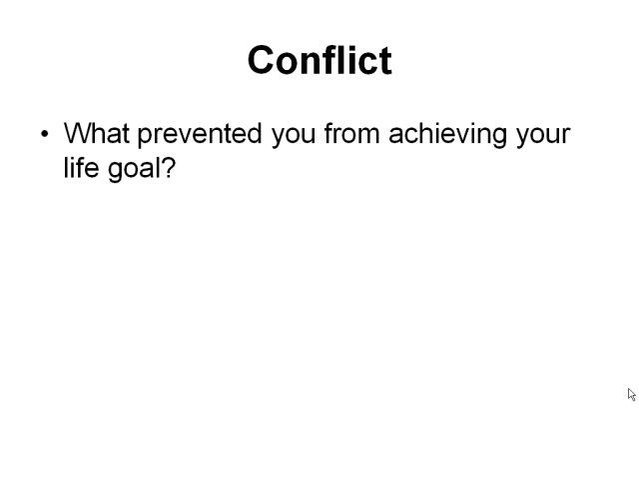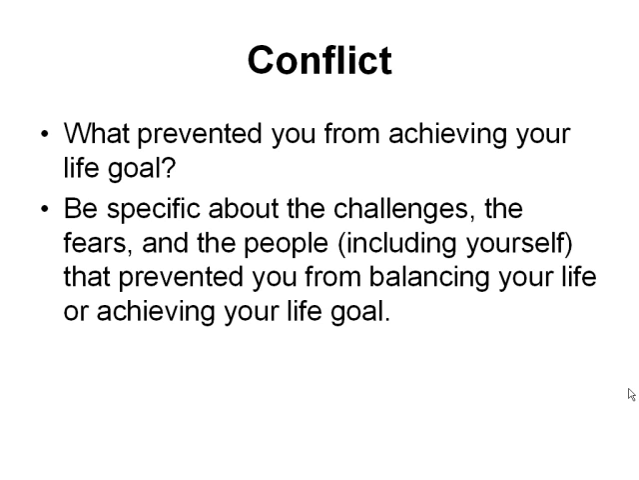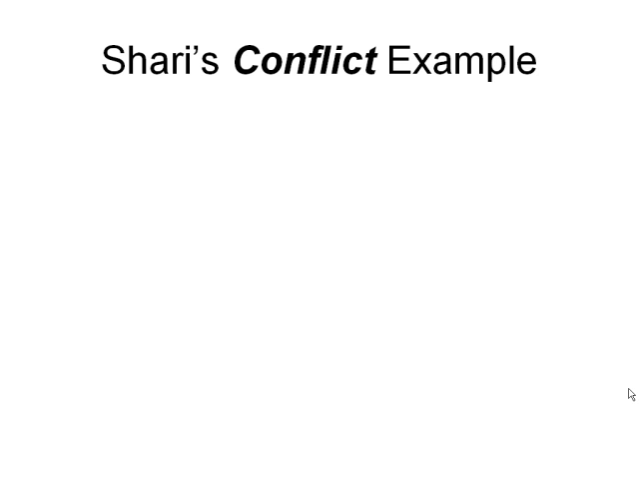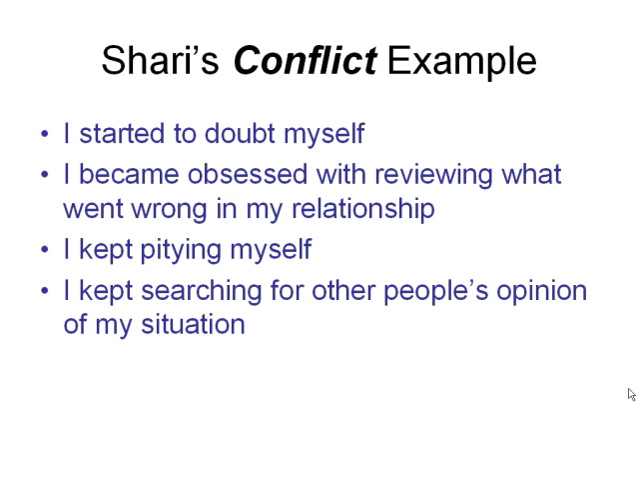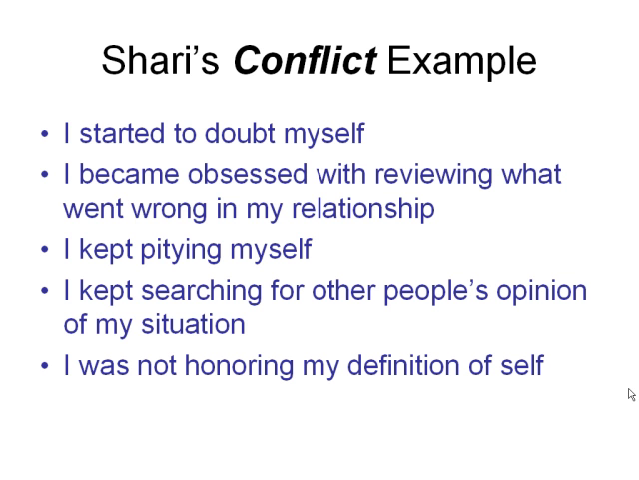We're going to jump now to conflict, since the aha moment requires knowing what the conflict was. What prevented you from achieving your life goal? Be specific about the challenges, the fears, and the people, including yourself, that prevented you from balancing your life or achieving your life goal. Sherry's conflict example. I started to doubt myself. I became obsessed with reviewing what went wrong in my relationship. I kept pitying myself. I kept searching for other people's opinion of my situation. I was not honoring my definition of self.